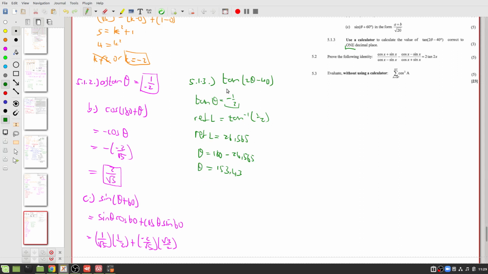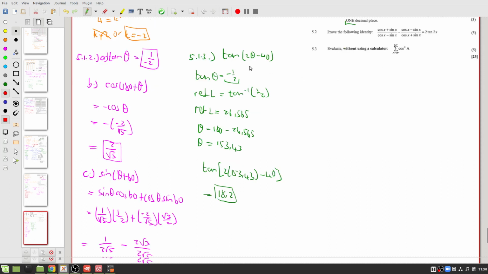Now we can plug that into our question, which is tan of 2 theta minus 40, so 2 times 153.43 minus 40. And this is now just calculator work, so that will be tan of 2 times 153.43 minus 40. And it gives us 18.2 rounded off to 1 decimal place. Great.